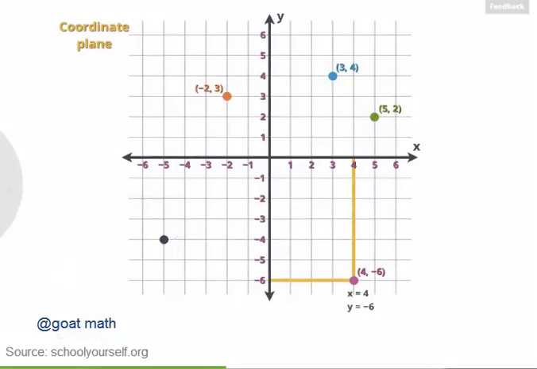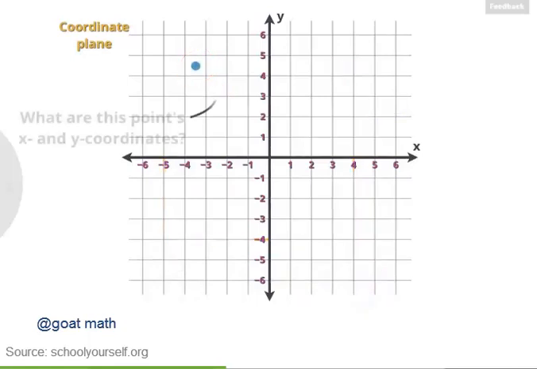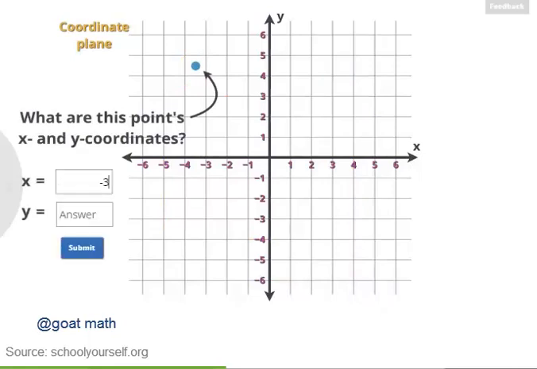Very well done. Drawing a straight line to the x-axis reveals that this point has an x-coordinate of -5, and drawing a straight line to the y-axis reveals that it has a y-coordinate of -4. So far we've been looking at points whose coordinates are integers, meaning positive or negative whole numbers. So what about other points, like this one over here? To the nearest tenth, what are this point's x and y coordinates?